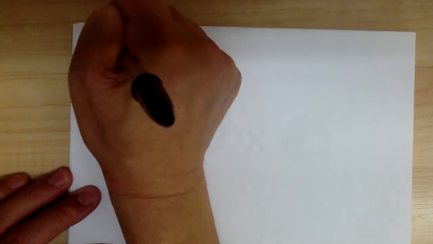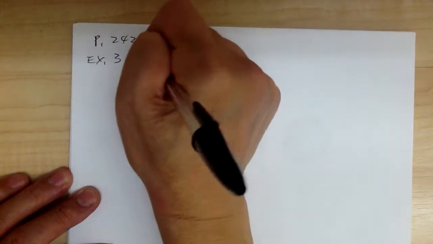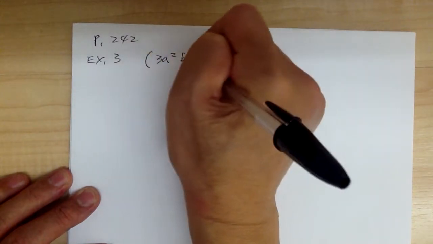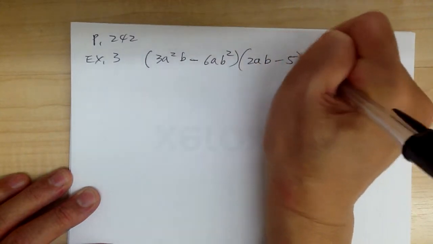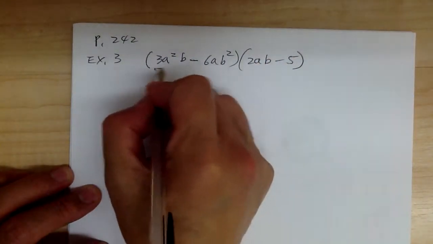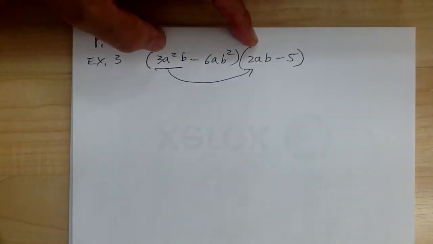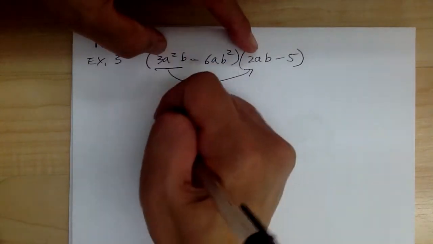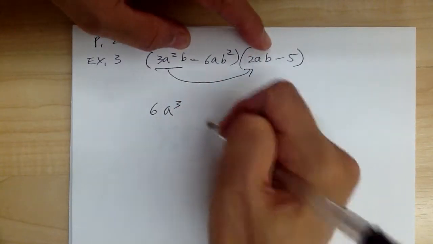Okay, let's go to example 3. You have 3a squared b minus 6ab squared times 2ab minus 5. So you can use the distributive property. So you start with the first one times that. Again, use your finger. It helps you to visualize. So sign is positive. Number is 6. Alphabet. So a squared and a will be a cubed. Okay, b and b will give you b squared.